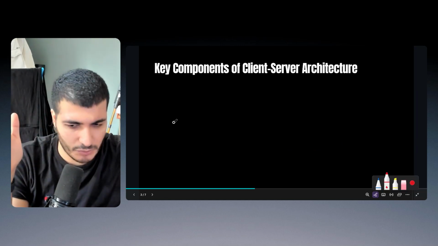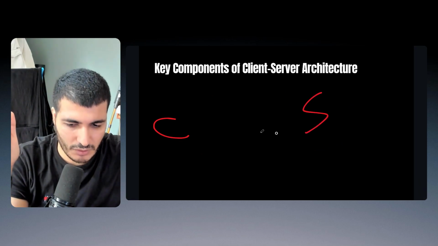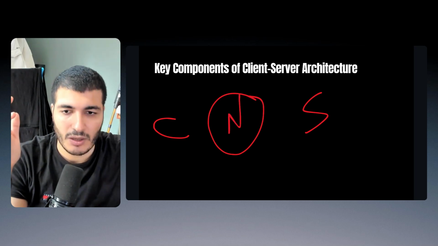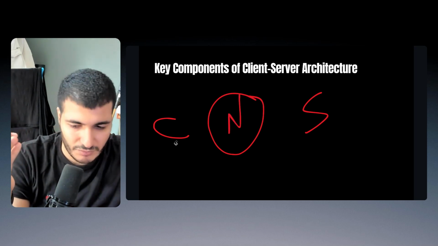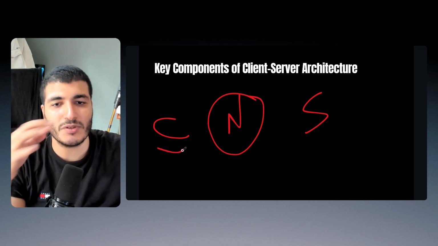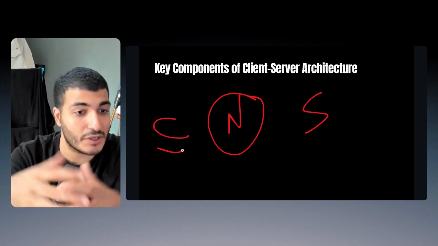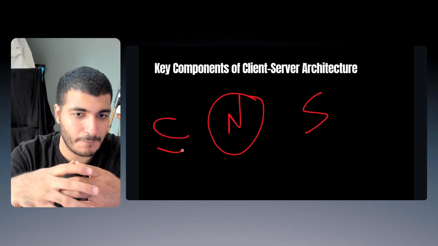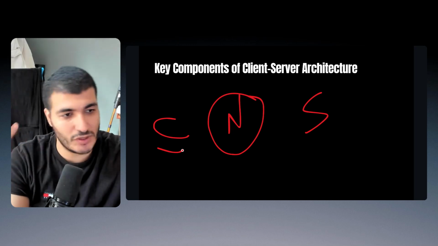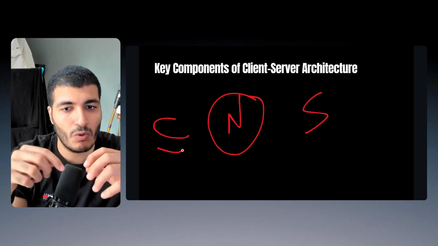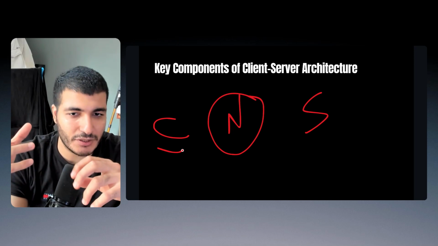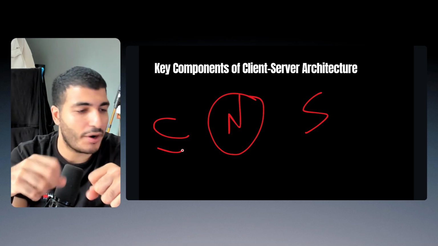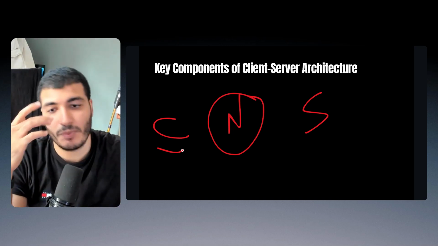Okay, let's talk about the key components. Again, we have a client, we have a server, and we have something in between. We call it the network. Let's talk about the client first. The client here is the application or device that initiates the request, like maybe your web browser, like Chrome or Firefox, maybe a mobile app, like Instagram or a banking app, or a desktop application like Microsoft Word online or something like that, or an IoT device or maybe another service.